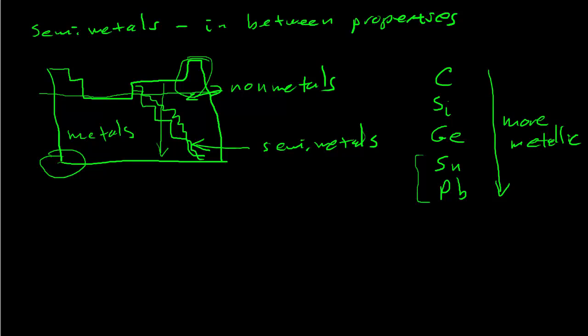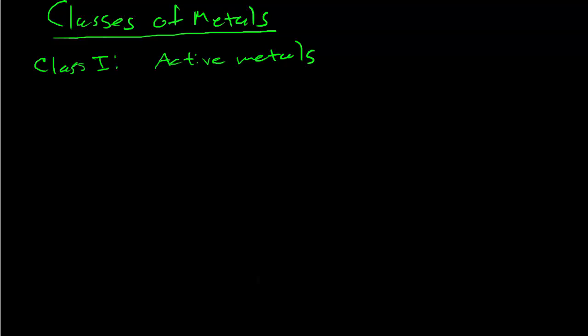So metals are divided into classes based on their reactivity. So first, class 1 are the active metals.